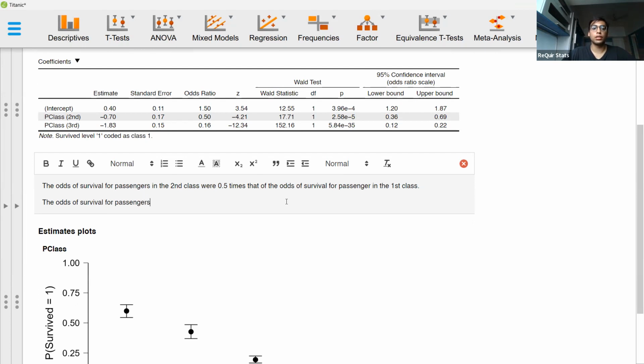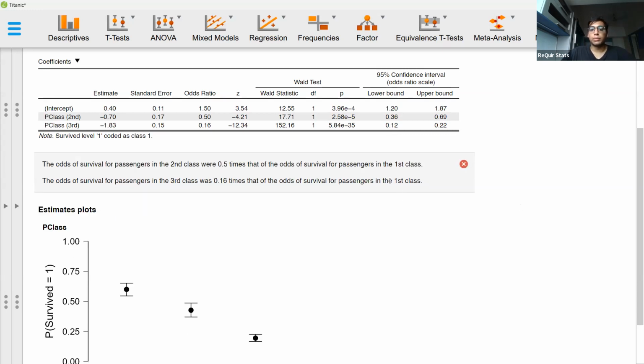So the odds of survival for passengers in the third class was 0.16 times that of the odds of survival in the first class. So remember, it is always with respect to the reference class. In this case, it's the first class.